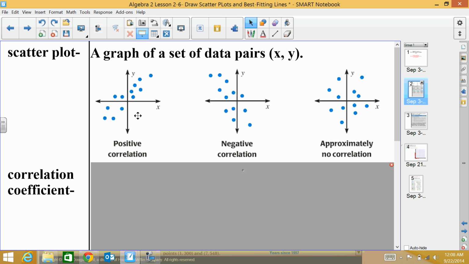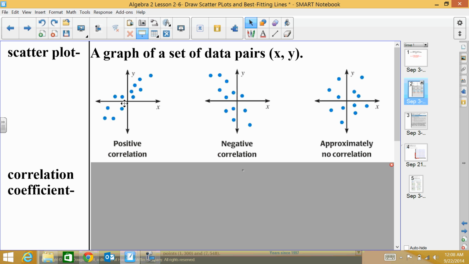These three examples here are of different types of scatter plots. Now it's called a scatter plot because they're just random points and they're just kind of scattered all over the graph. They don't necessarily connect or make a line or any kind of shape. So they're just scattered everywhere. Now, the data pairs are given to you just like points, like x, y's.